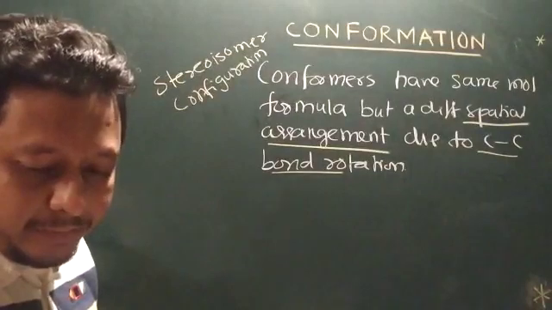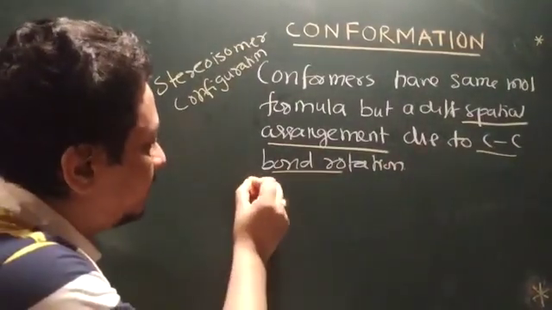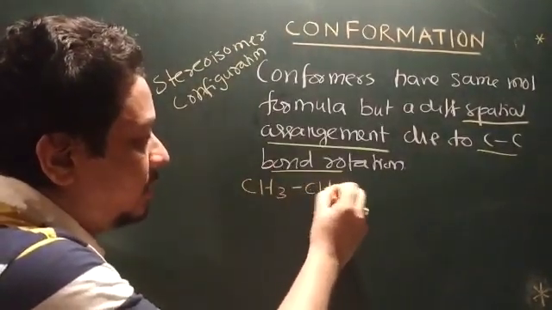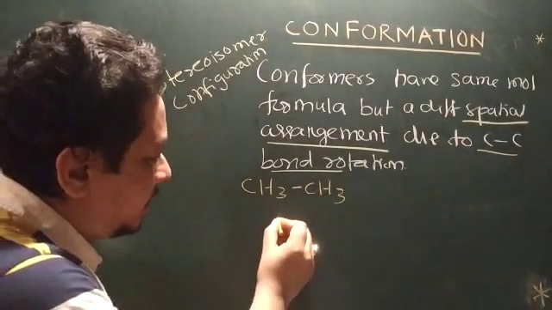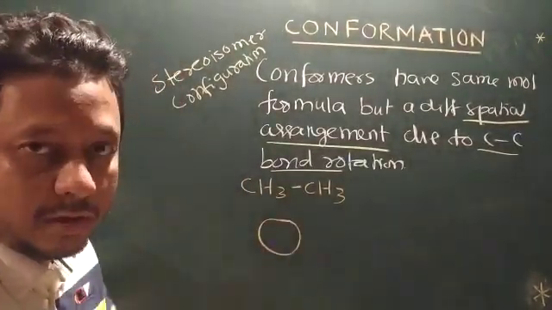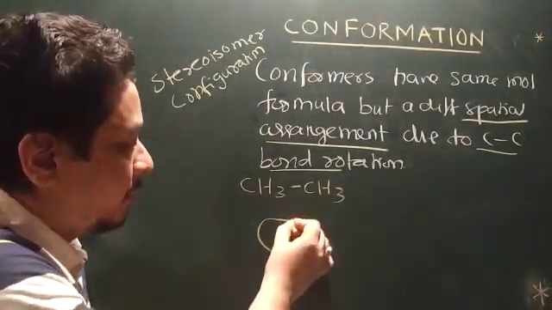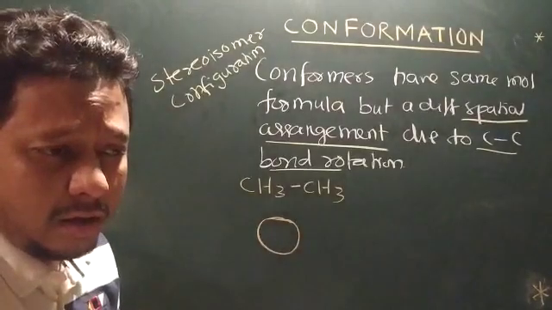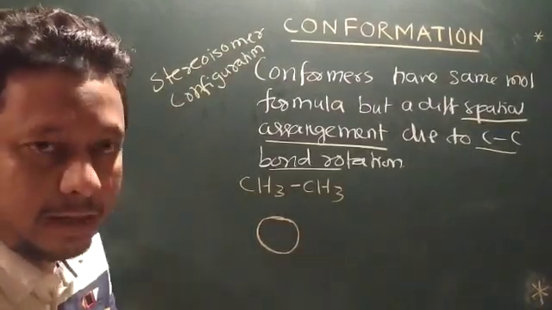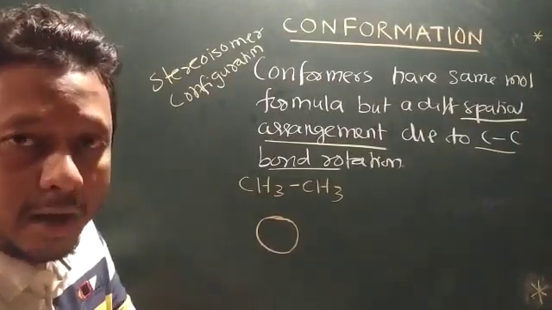Now, for example, I would like to give the example of ethane, CH3, okay, this ethane. Now these two carbons I will write in a Newman's projection formula. If you watched our earlier video, you know what is Newman's or sawhorse.